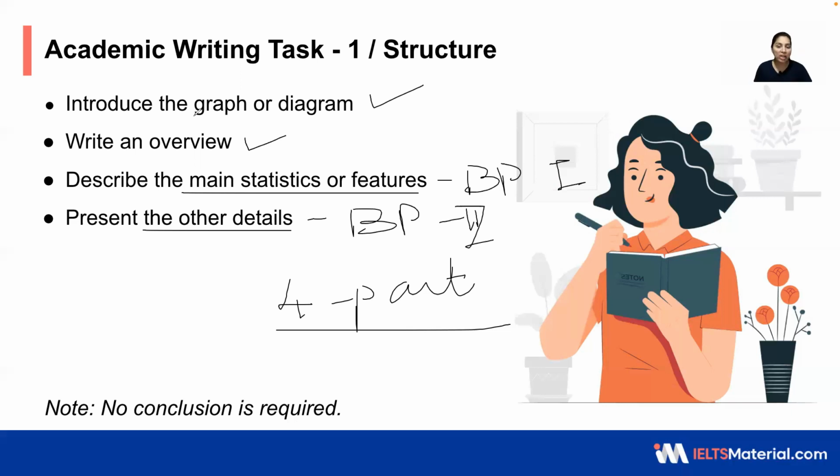The one important thing that every candidate should keep in mind is that in writing task 1, that is academic writing task 1, no conclusion is required. So please do not mention any conclusion in your writing task 1 related to academic writing.